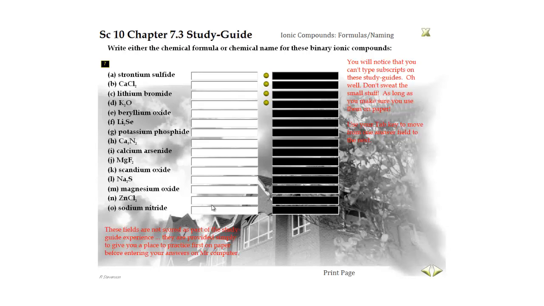So anyhow, this section is writing a chemical formula or chemical name for binary ionic compounds. So notice we have a name here, strontium sulfide, and you're having to give a formula. Here we have a formula and you're asked to give a name. So in the case of 7A, strontium sulfide, the first thing you're going to do, because you're given the name, is you're going to write the symbol for strontium. Then you're going to write the symbol for sulfur.